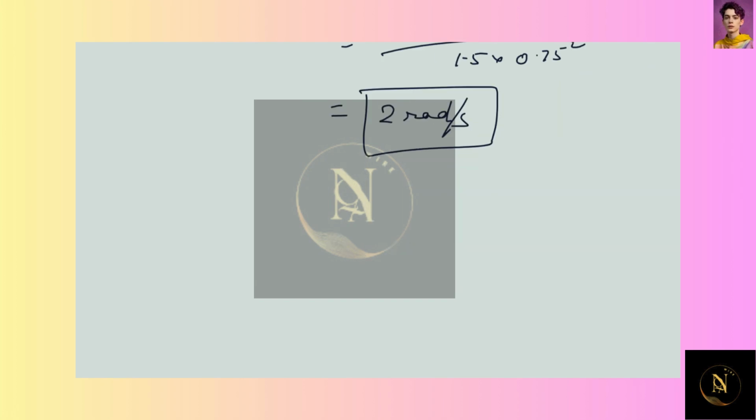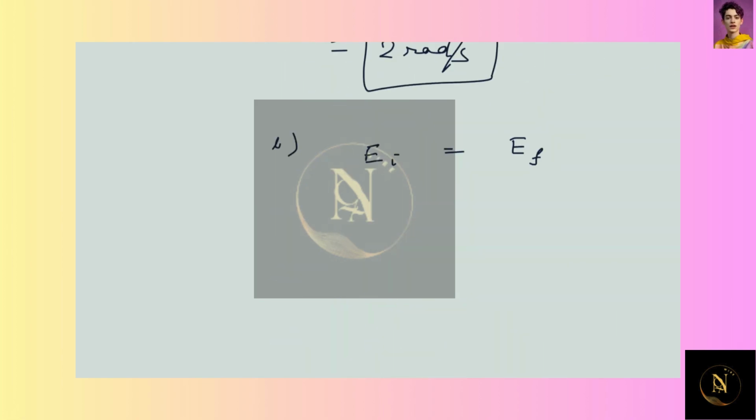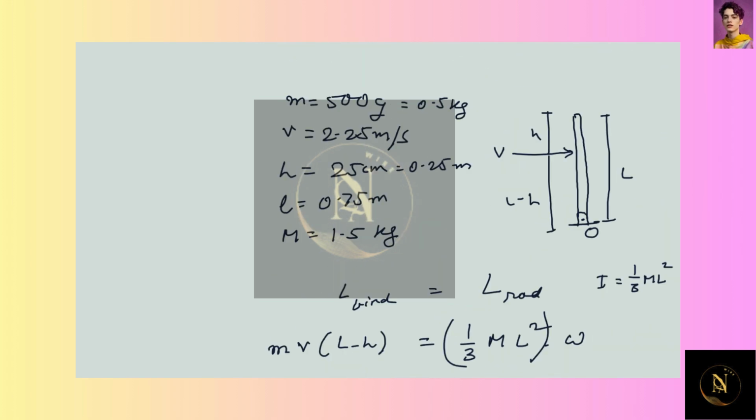Next, you have to calculate the final angular speed when the bird reaches the ground, right? So what I can do is I can simply conserve the energy. Energy initial will be energy final, right? The initial energy, when the bird hits the rod, then the bird comes to rest, right? So the only energy that is stored in the bird is due to the potential energy at a certain height L minus h. So mass of the bird, mg(L minus h), is the potential energy of the bird at the point where it hits the rod, right?